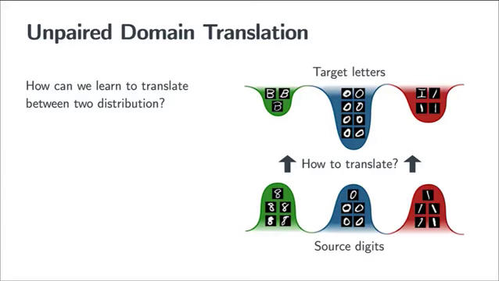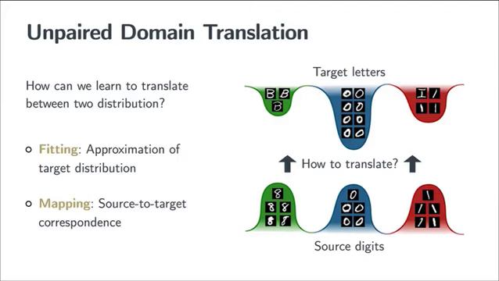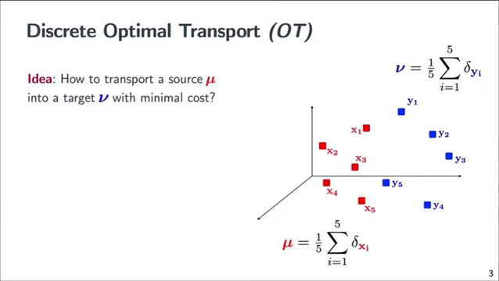In unpaired domain translation, we're concerned with the question: how can we learn to translate a source distribution into a target distribution? Here, two important evaluations are considered. First, the fitting: how well is the target distribution approximated? And secondly, the mapping: which parts of the source distribution are translated to which parts of the target distribution? In this work, we were mainly concerned with the second point. How can we obtain a meaningful mapping?